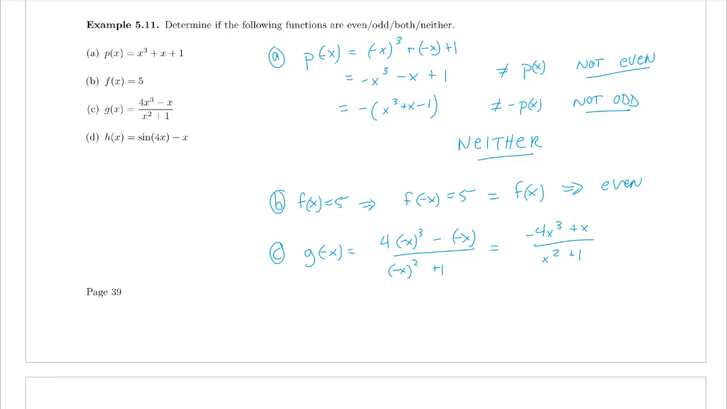We just finished part B, and now let's take a look at part C, and we're going to see the example nearly completed here. So what I've done for part C here is I'm calculating g of negative x to determine if it's odd or even. And so I'm going to plug in the negative x everywhere I see the x. And in the second step you see that done. And in the third step I've started to simplify that, where I have negative 4x cubed plus x divided by x squared plus 1.